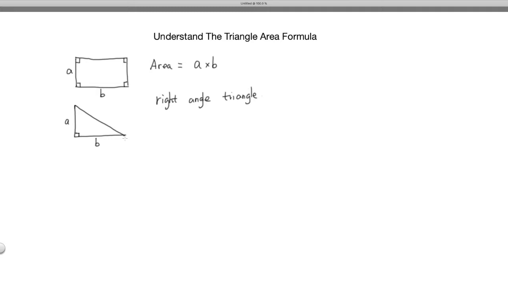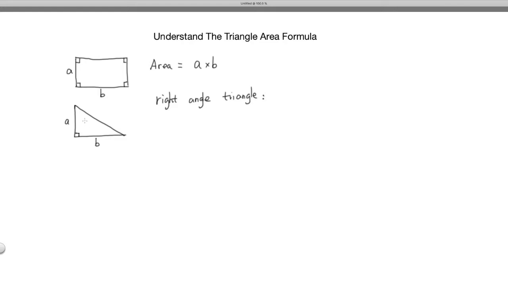And the side opposite the right angle is called the hypotenuse, and usually people use C for it. But for this purpose, we're not going to use the hypotenuse. So what's the area of a right angle triangle? This is the first triangle, the special triangle we're going to consider.